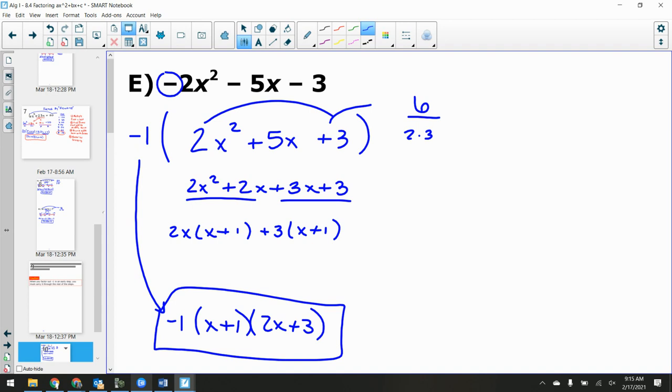You can do that. Just make sure it's part of your final answer. If you pull out the -1 and it just goes away, you can't do that. You've got to leave it as part of your answer.